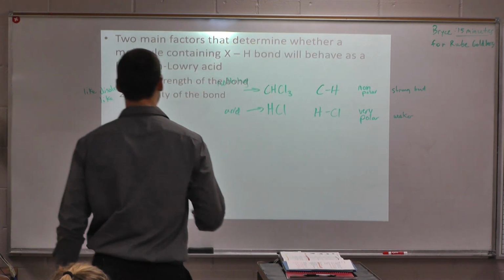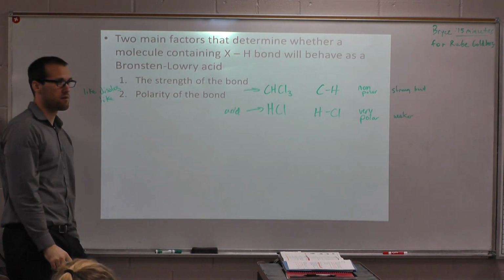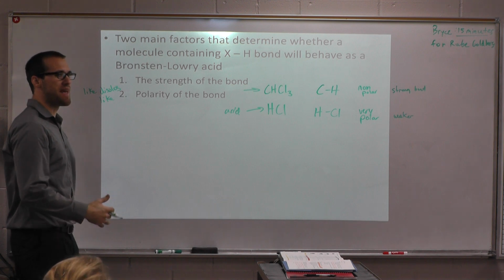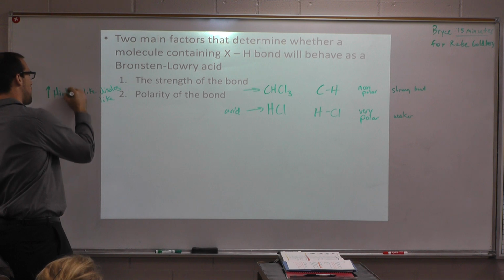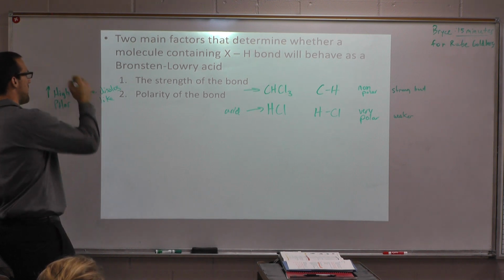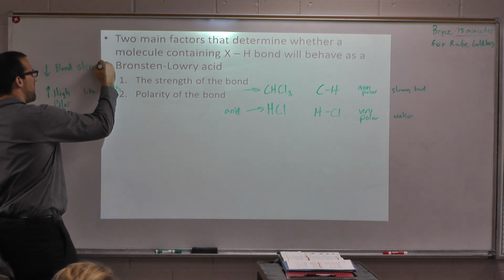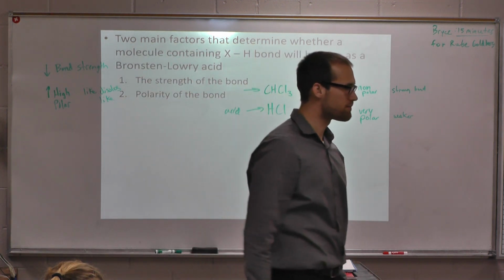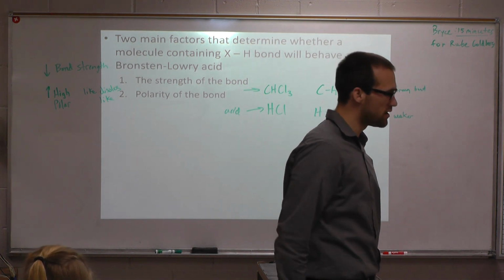How would the strength of the bond affect whether or not it's going to break apart? Do strong bonds break easily, or weak bonds? So what's likely to make something an acid is high polarity and low bond strength. If you have high polarity and low bond strength, you're likely going to get a strong acid. If you're somewhere in the middle, it depends; it's probably still going to be weak.